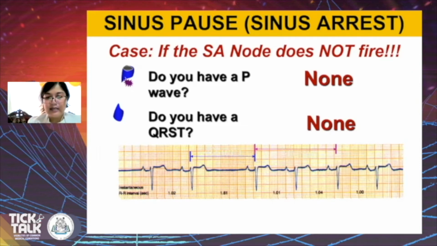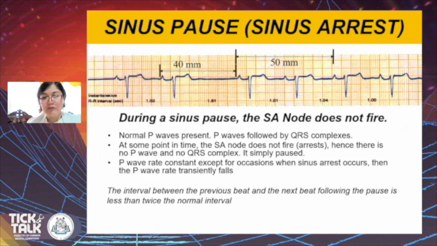So here, normally you have P waves followed by normal looking QRS. Now, there are certain points or certain patients where the SA node arrests or does not fire at all. Hence, we don't develop a P wave, and we also don't generate any QRS complex. So simply it pauses. It is also notable that the interval between the previous beat and the next beat following the pause is less than twice the normal interval. So this is characteristic of sinus pauses.